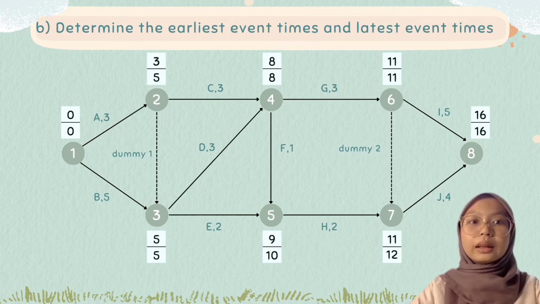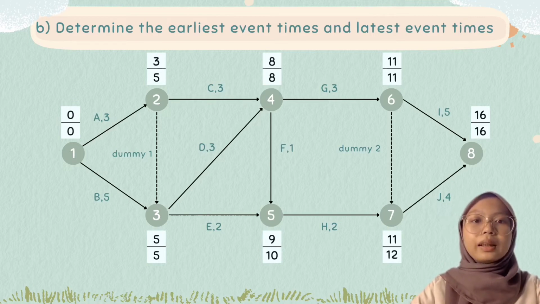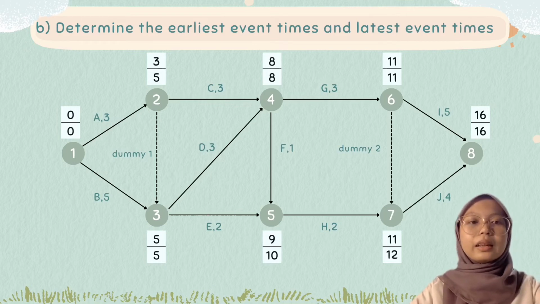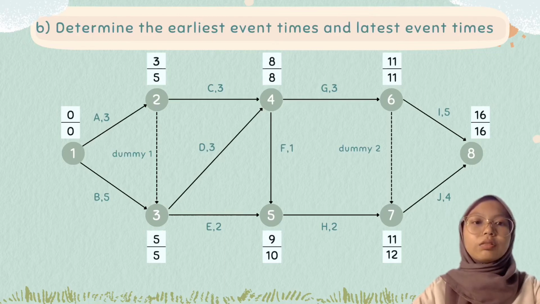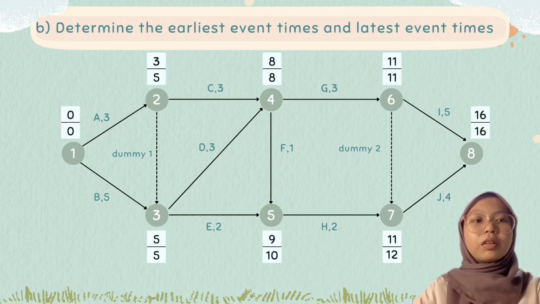Like node 4, we have two alternatives to determine the LET for node 4. LET node 6 minus duration for activity G, which is 11 minus 3 equals 8. LET node 5 minus duration for activity F, which is 10 minus 1 equals 9. So the LET for node 4 is 8. For LET node 3 equals LET node 4 minus duration for activity D, which is 8 minus 3 equals 5, and LET node 5 minus duration activity E, which is 10 minus 2 equals 8. So the LET for node 3 is 5 because 5 is the smallest value.